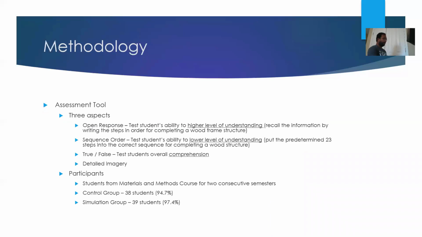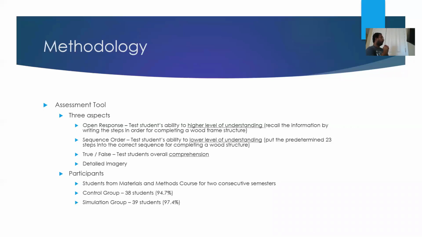For the assessment tool, based on the exercise, 3 aspects of assessment were developed, and we wanted to test 3 key aspects of learning, starting with a high level of understanding where they have to recall the information. In this case we used a wood frame structure, with all the steps it takes to build a building with wood studs. The first one is the open response, where they had to recall the information by writing in the steps in order for completing a wood frame structure.